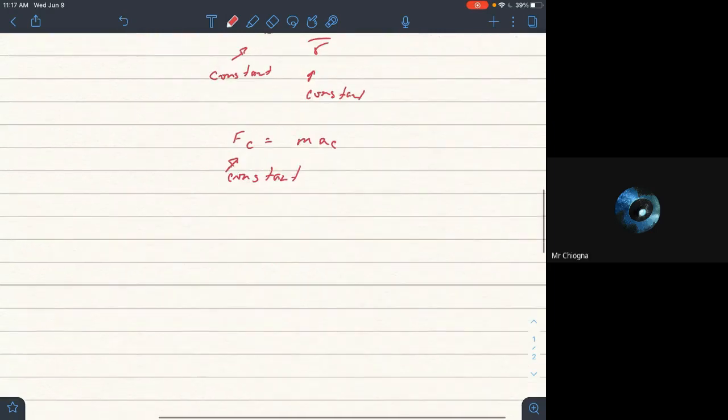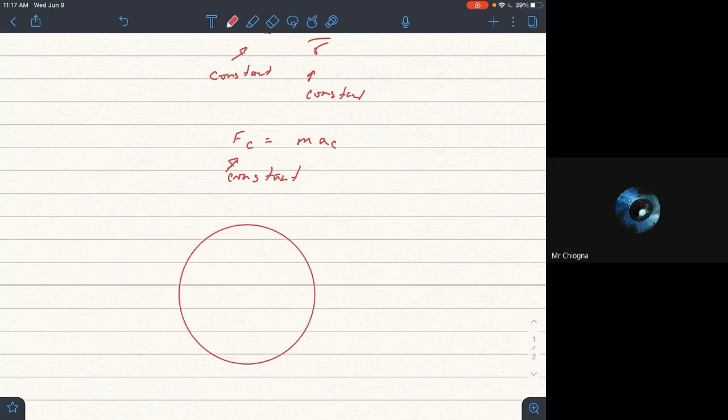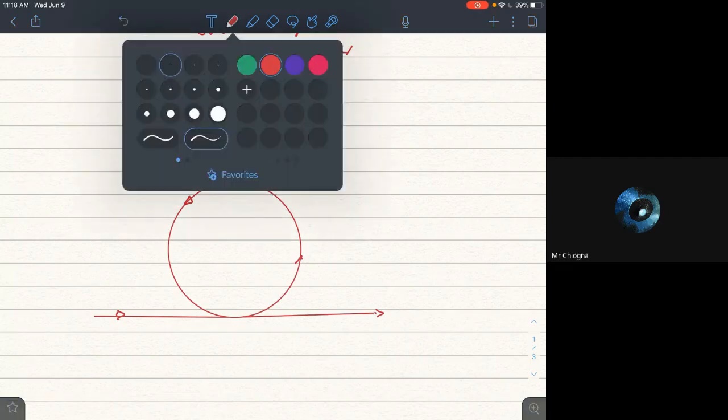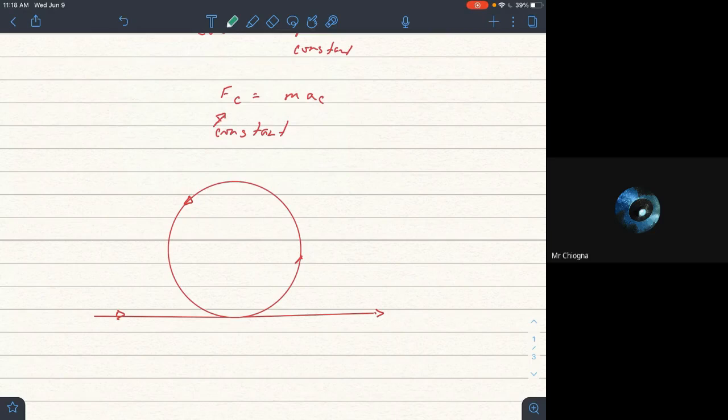Okay, so let's take a look at this. Let's say you got a loop. Let's say you're dealing with the loop problem. Going around this loop. You have a person at a cart.